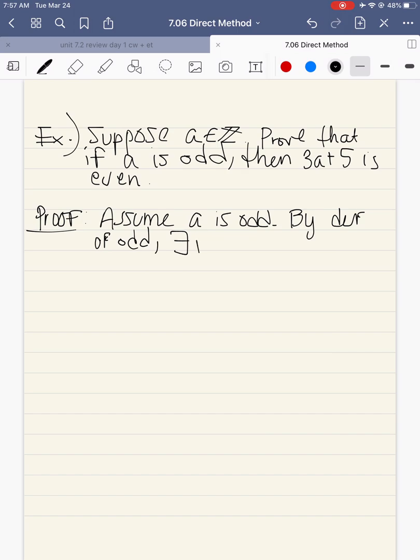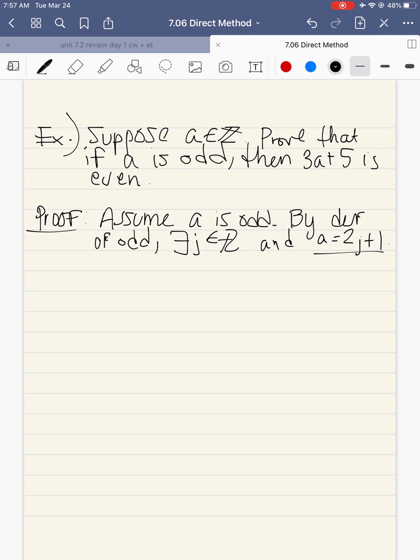there exists a j that is an integer, and a equals 2j plus 1. I know in our definition we used k, but since we haven't used k or j yet, we can just go ahead and stick with j. So again, to recap, we assume the if part, and then we hit that if part with the definition of whatever we assumed. And so now we know what a is equal to.